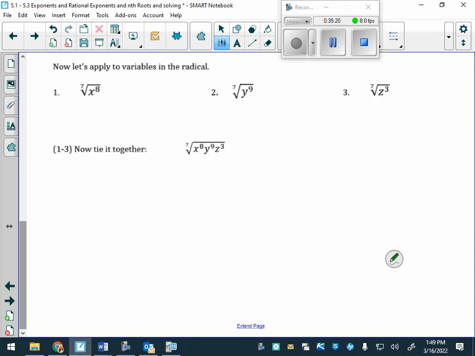Okay, I want you guys to look at this last one here. We're going to skip all 1, 2, and 3 and just look at this guy tied together. This is the 7th root of x to the 8th, y to the 9th, z cubed. One way to do this: 7 goes into 8 how many times? How many are left over? 7 goes into 9. How many are left over? Does 7 go into 3?